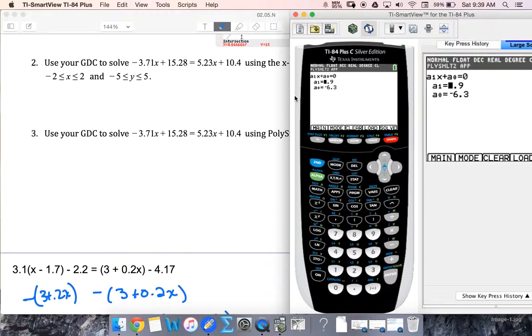Next. All right, now my x's are negative 3.71, and then I also subtracted 5.23 for my x's. So I've got a big negative number for my x's. My constants were the 15.28, and then I subtracted 10.4. That gives me the 4.88. And remember, PolySimult does that for me. And now I'm going to push solve. And I get, hopefully, the same answer.